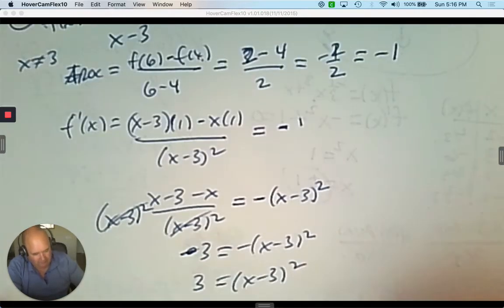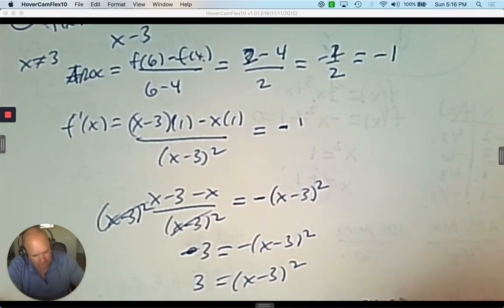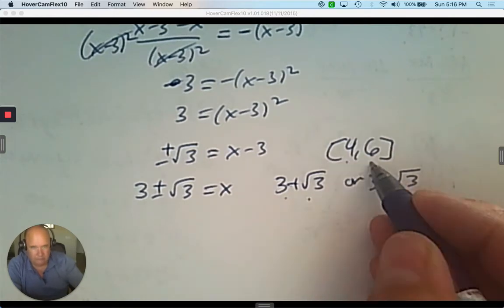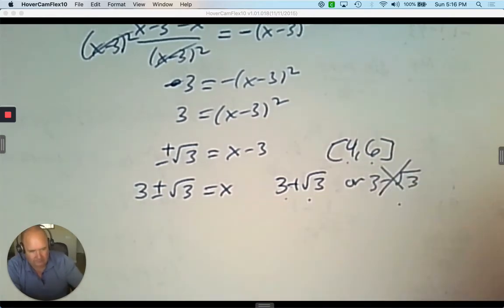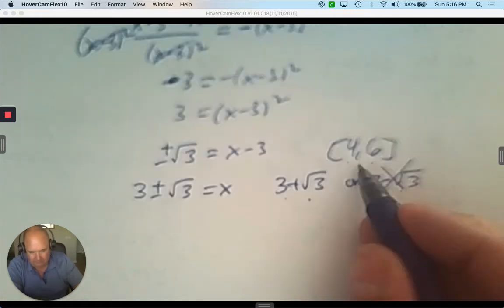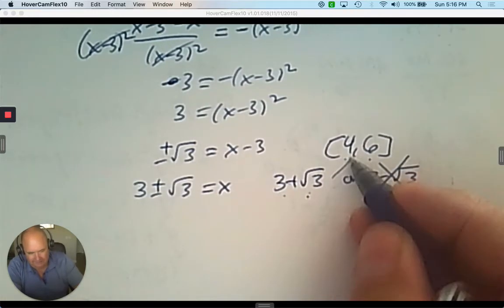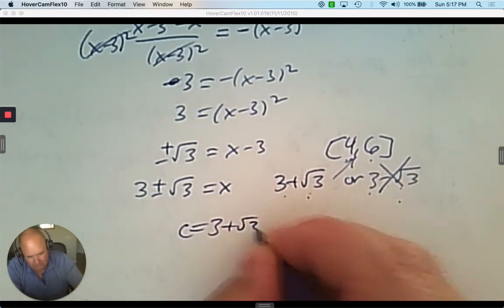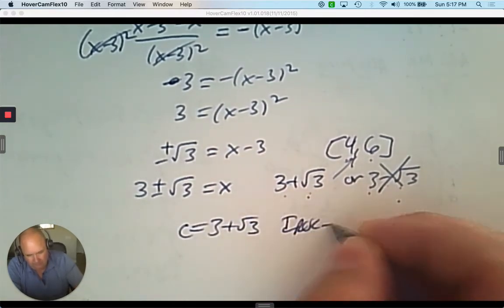Go back to my interval. In fact, I'll write it here. The interval was from 4 to 6. So this one is not right, because that number is not between 4 and 6. You're going 3 take away something. So 3 plus root 3 is in that interval. So when c equals 3 plus root 3, IROC equals AROC.